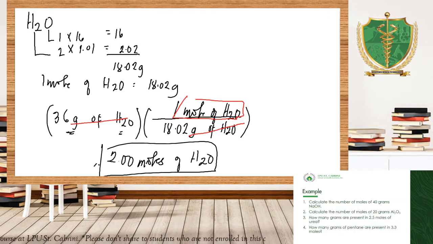Okay? So, we have here other examples. Calculate the number of moles of 40 grams sodium hydroxide. Calculate the number of moles of 20 grams aluminum oxide. How many grams are present in 2.5 moles of urea? And how many grams of pentane are present in 3.3 moles? Okay, so we are going to solve for it.